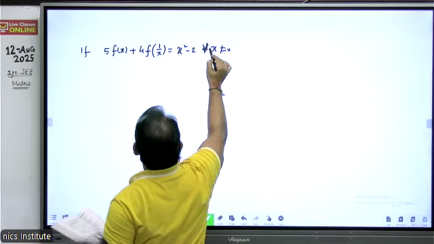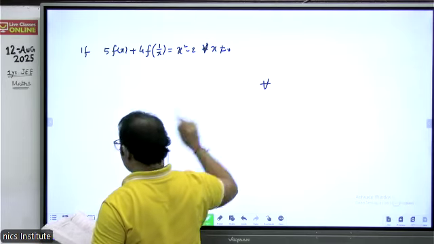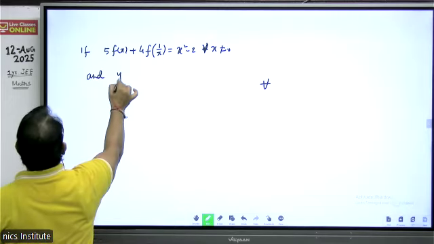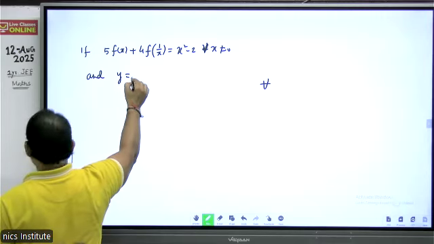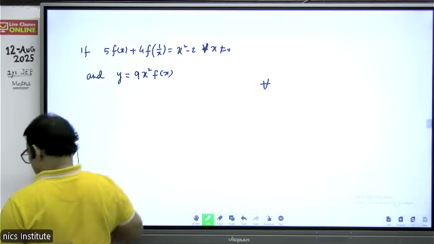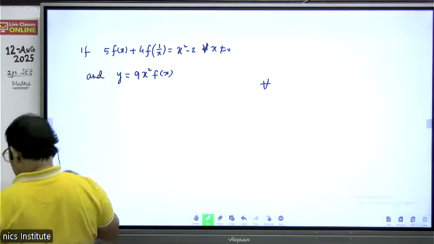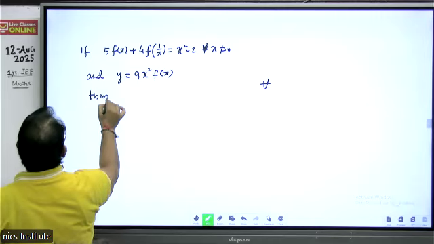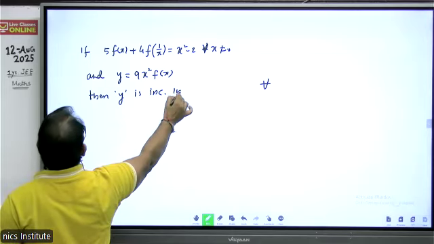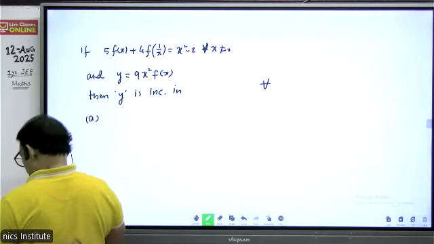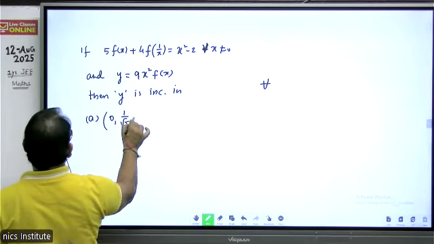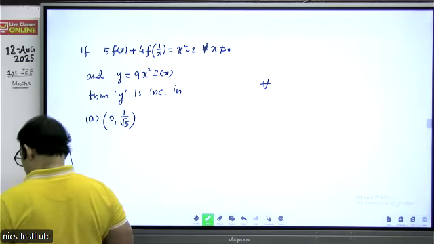This symbol is for all x. All. This is for all, right? This 5. 1 by root 5.